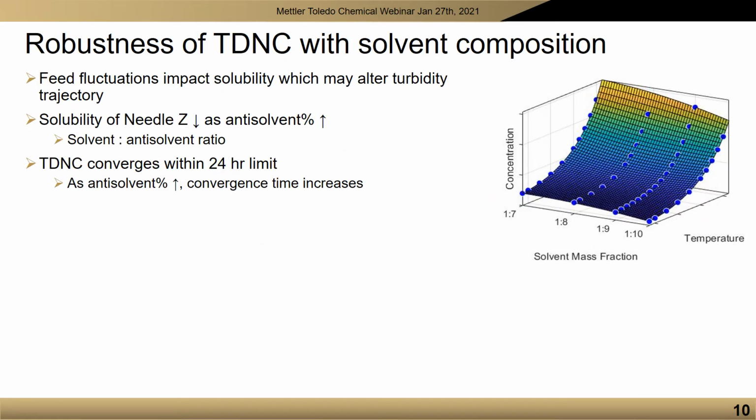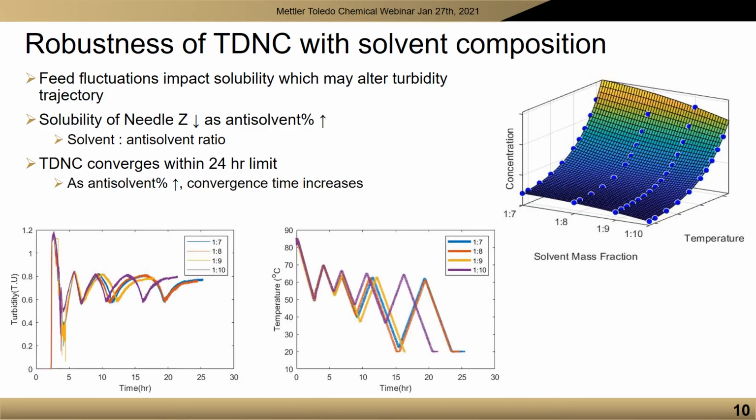To test the robustness and usability of the new method, TD&C was tested on a range of solvent compositions with needle Z. On the solubility surface, which is measured gravimetrically, the concentration in needle Z changes with the ratio of solvent and antisolvent. These solvent compositions mirror the variations of feed composition that needle Z comes in from the previous unit operation. The original feed composition is 1:8.